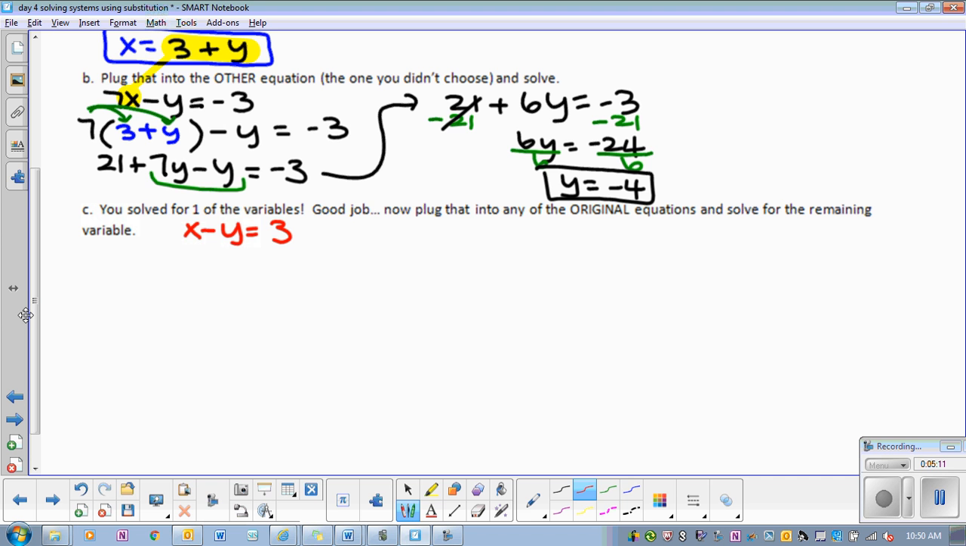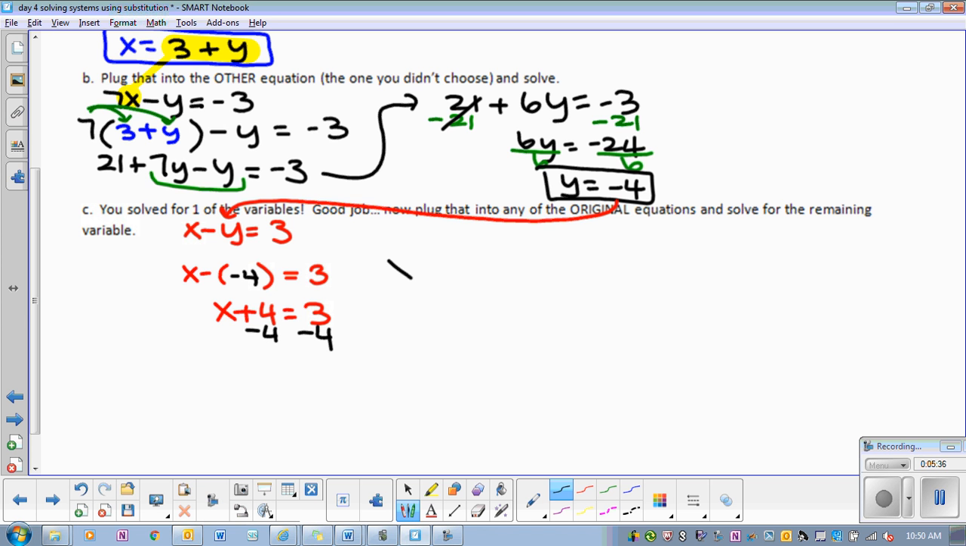But instead of this y, what am I going to plug in? Negative 4. So x minus negative 4 equals 3. What's a minus minus? A plus. So x plus 4 equals 3. So now what? Subtract the 4. So x equals negative 1, and y equals negative 4. Then you put that in the ordered pair.